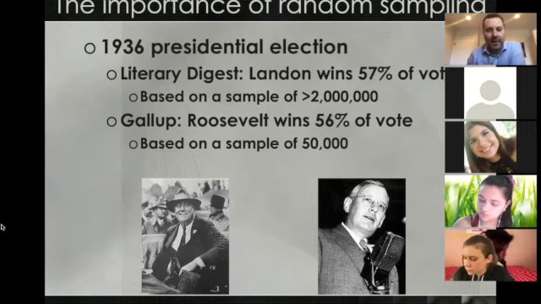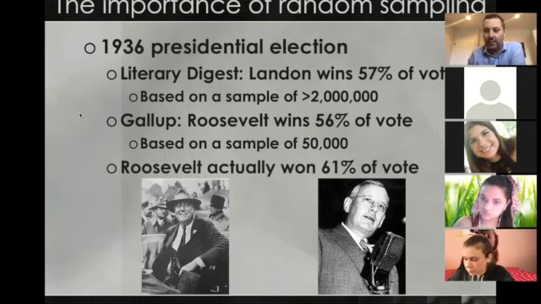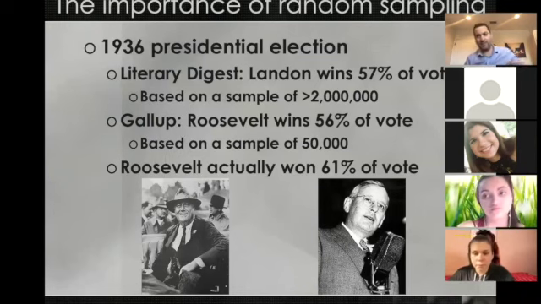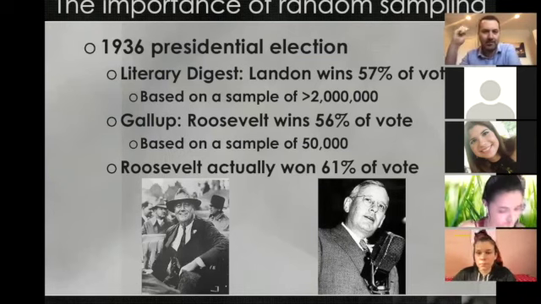Well, if you know anything about American presidents, you know that Roosevelt actually won the vote with about 61% of the vote. Okay, so Gallup turned out to be pretty accurate. Literary Digest, though, on the other hand, was way off in their prediction, right? So what happened in this election?